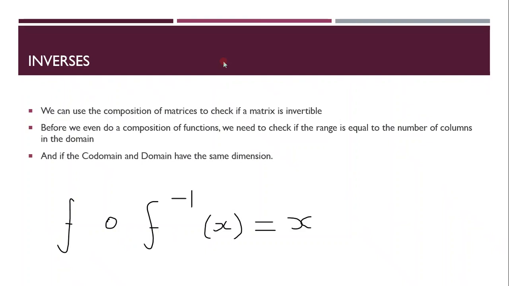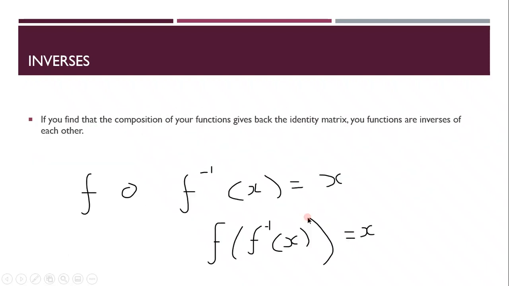So we can use the composition of matrices to check if a matrix is invertible. But before we can even do a composition of functions, we need to check if the range is equal to the number of columns in the domain, and if the codomain and the domain have the same dimension. If they do, you can go for your life, find as many inverses as possible. And essentially, if you take the image of the inverse of some function, yes, it does run nuts in your brain, you should get x back, or the identity matrix in this case.